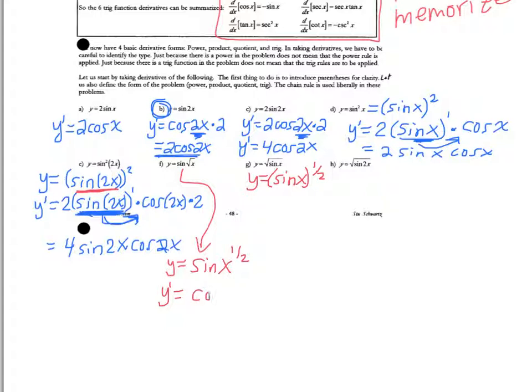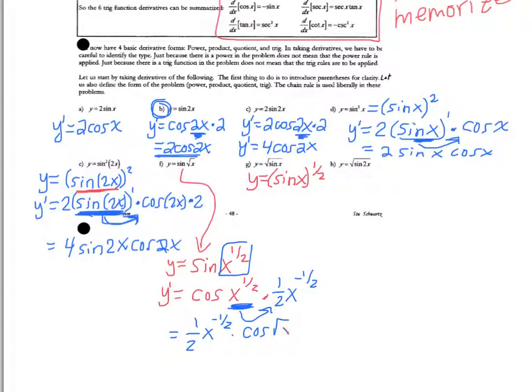So that's going to be cosine. Now this is my inner function, so I'm going to have the cosine of this inner function with its derivative chained along. So the derivative of x to the 1/2 is 1/2 x to the negative 1/2. So this will give me, if I clean this up, we can write this as 1/2. Let me just reverse this for a moment. This would be the cosine of radical x.